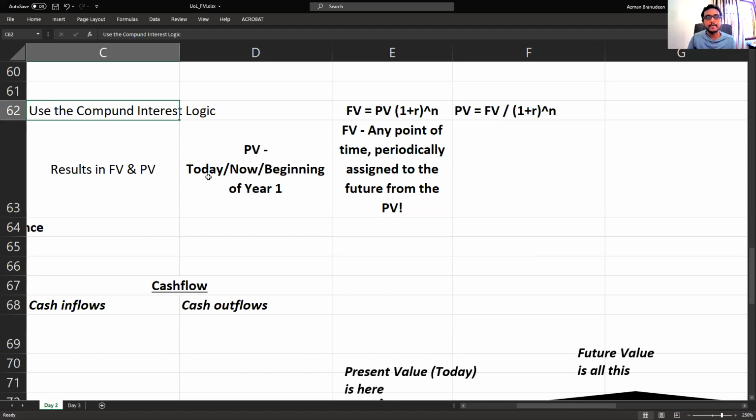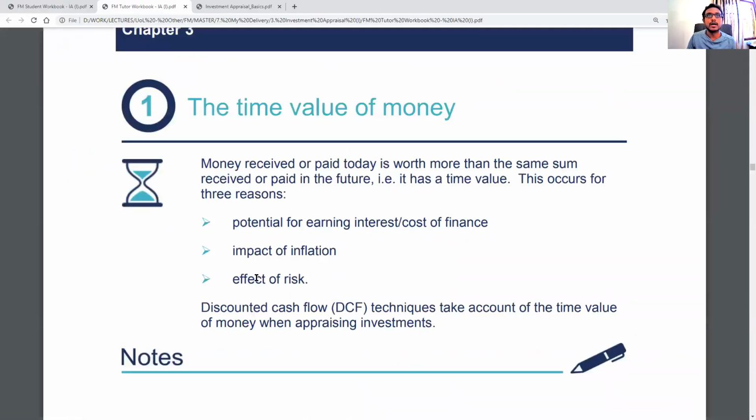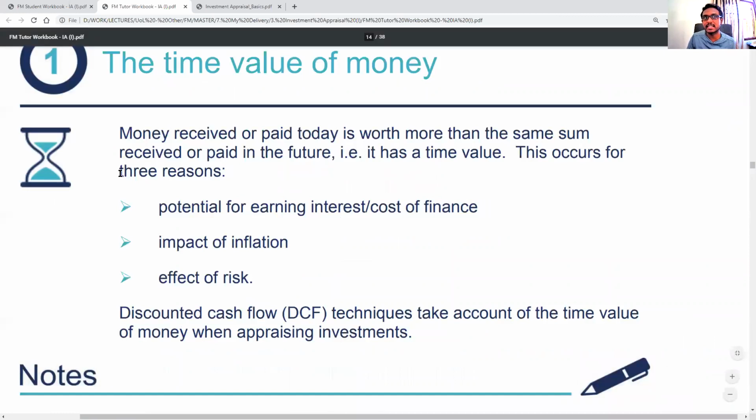Present value is today. And the formula is this: present value is equal to future value divided by 1 plus r to the power n. Right? So here, money received or paid today is worth more than the same sum received or paid in the future. It has a time value.